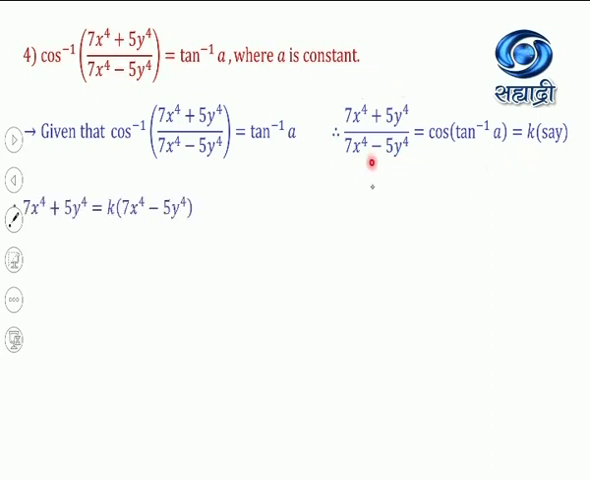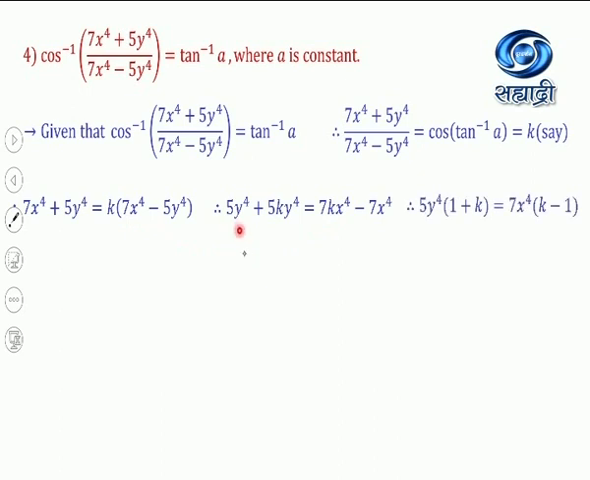Now by taking this denominator on the right hand side, we get 7x^4 + 5y^4 is equal to k into (7x^4 - 5y^4). That is, 5y^4 + 5k y^4. Here multiplying on the RHS, k into 5y^4 with negative sign becomes positive. And take this first term on the right hand side, it becomes negative, and here k into 7x^4, that is 7k x^4.